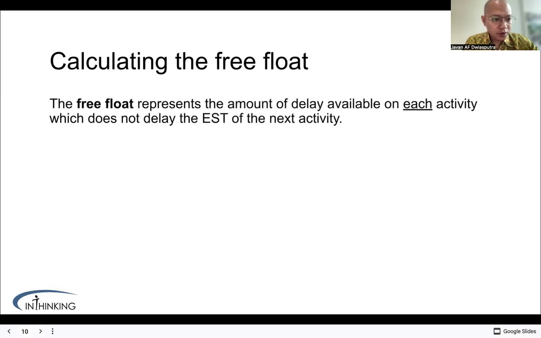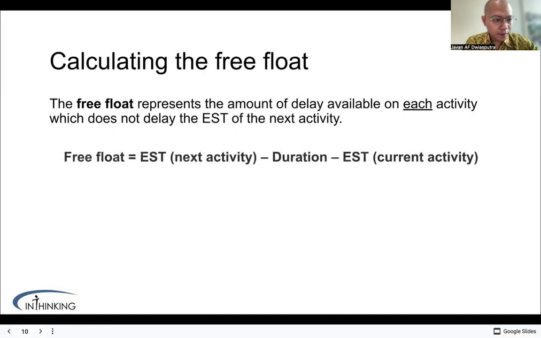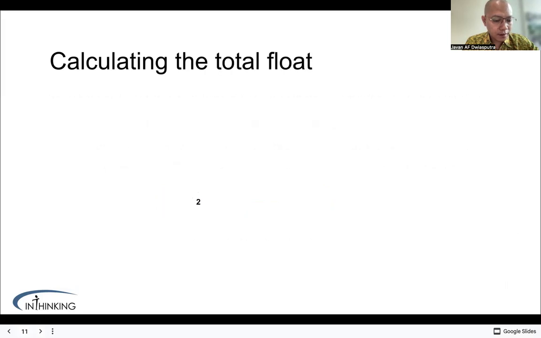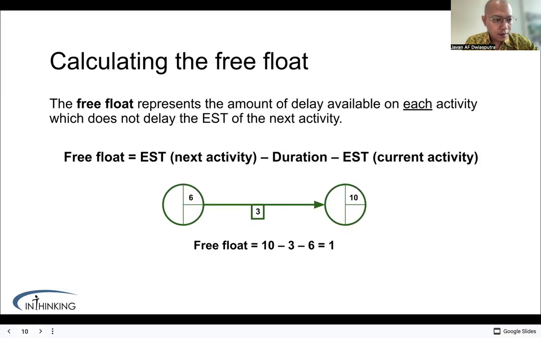Now let's learn about the total float. The total float means the amount of delay allowed without delaying the whole project. The formula is the total float equals LFT minus duration minus EST. For example, if the answer is 2, the activity can be delayed by 2 days without affecting the project deadline.